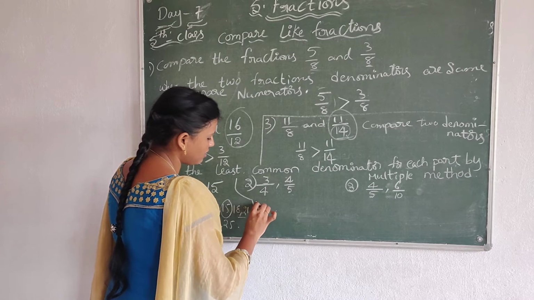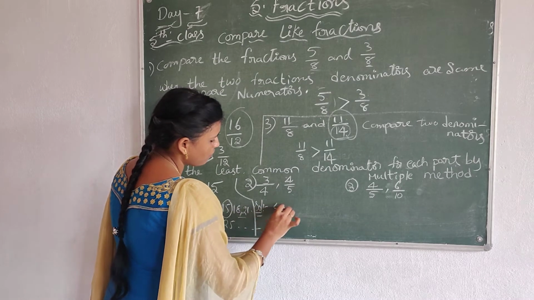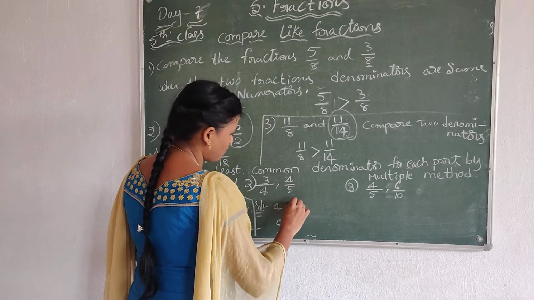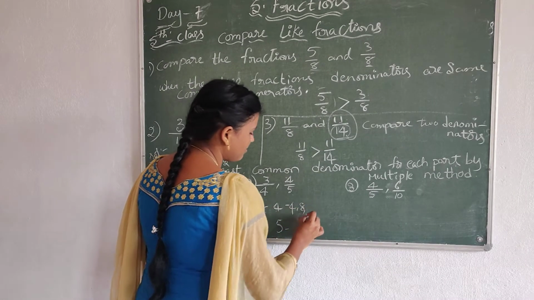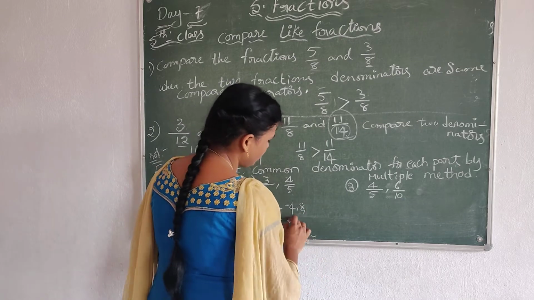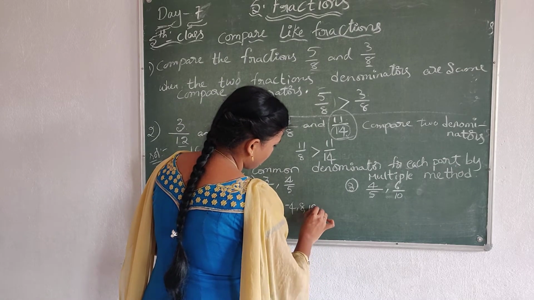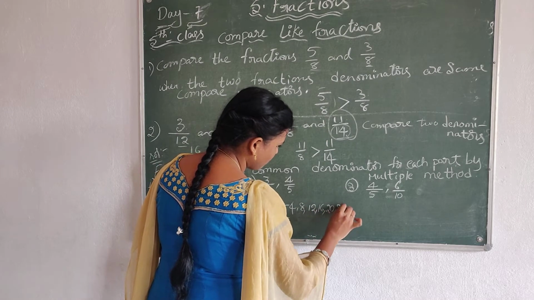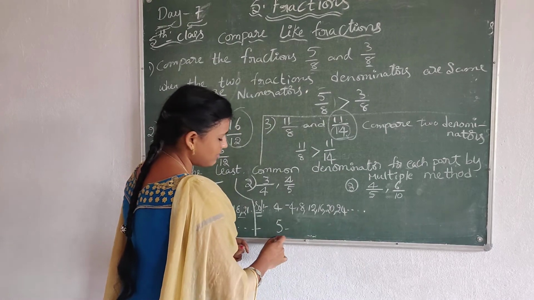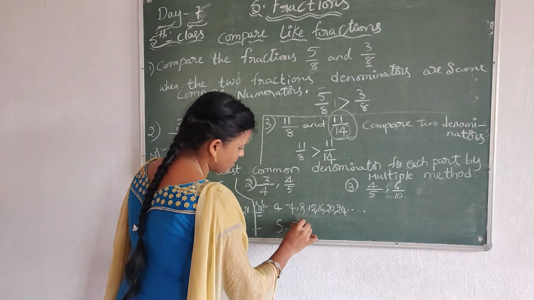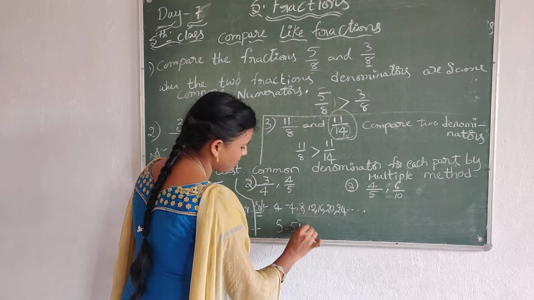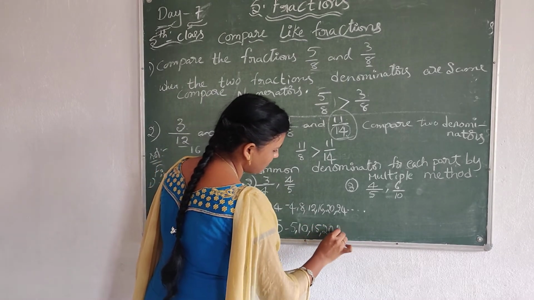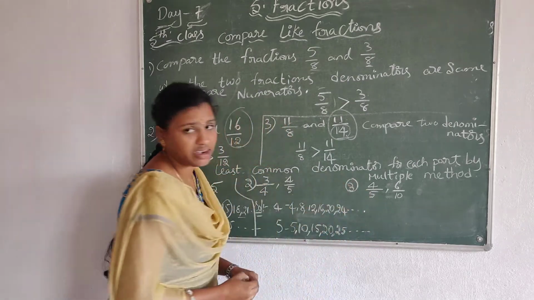Take the denominators 4 and 5. Write their multiples. 4 ones is 4, 4 twos 8, 4 threes is 12, 4 fours 16, 4 fives 20, 4 sixes 24, and so on. In this case, take the 5 table. 5 ones is 5, 5 twos is 10, 5 threes is 15, 5 fours is 20, 5 fives is 25. Let's write down the remaining numbers.